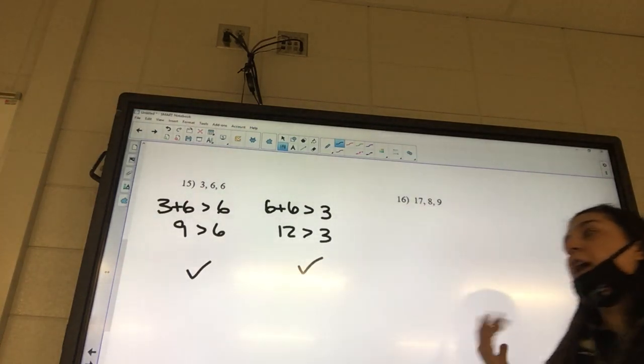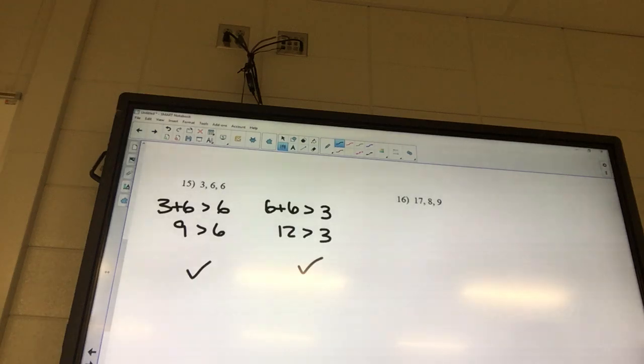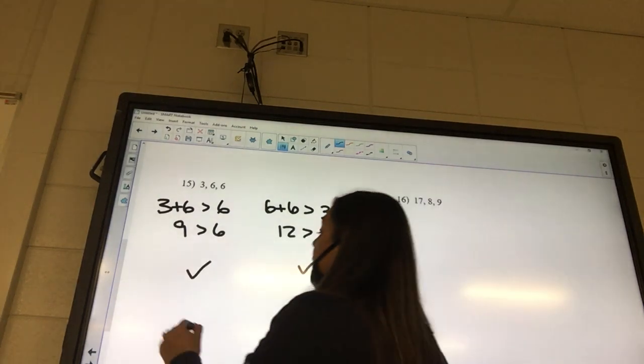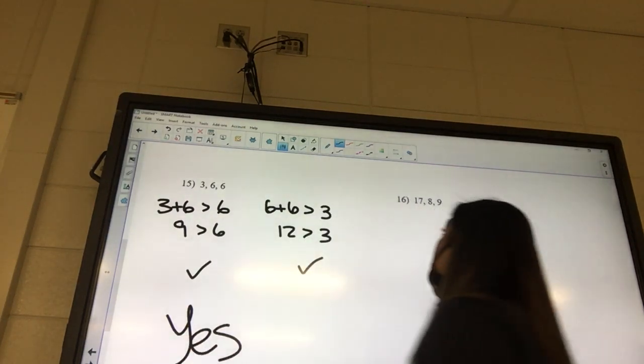What would be your third option if you had to do it? Oh, there's no third option. 6 plus 3? It would be 6 plus 3 again. But we've already done 6 plus 3. So this one is yes, it's a triangle.